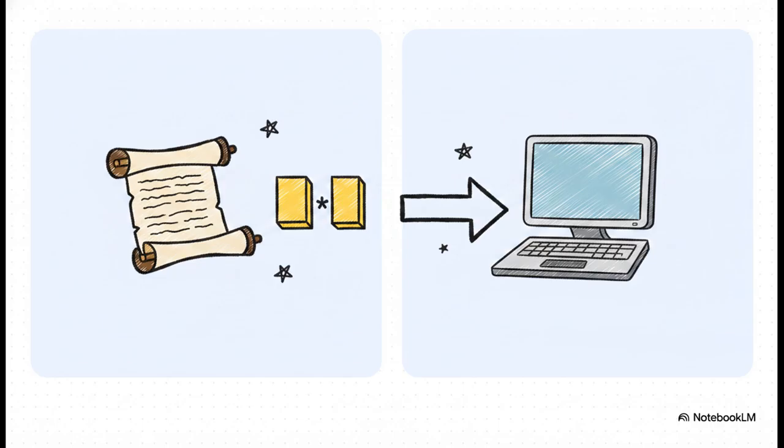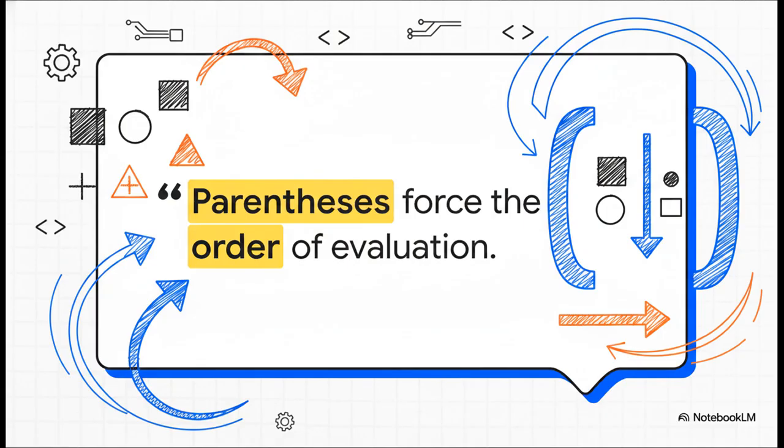And check out that x squared term. C++ actually doesn't have a built-in power operator for this. So what do we do? We just multiply the variable by itself using the asterisk. So a times x times x. Now, as your formulas get messier, there's a golden rule you have to remember. Parentheses force the order of evaluation. Sure, C++ natively reads left to right, and yeah, multiplication naturally beats addition.